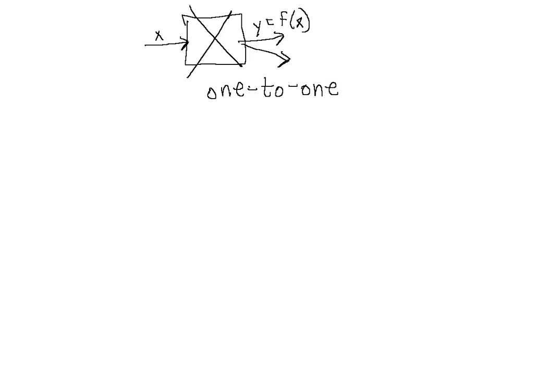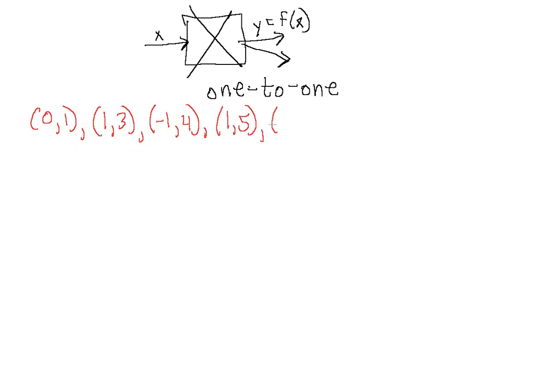So what we're going to do is look at a few examples of these. We're going to be given a set of points, and we want to know if the relation of these points represents a function. So here we go. Let's say we have the following points. Somewhere out in the world, we have a relation of points (0, 1), (1, 3), (-1, 4), (1, 5), and (-2, 2). So we have a relation somewhere, and we want to know if the relation of these points represents a function.